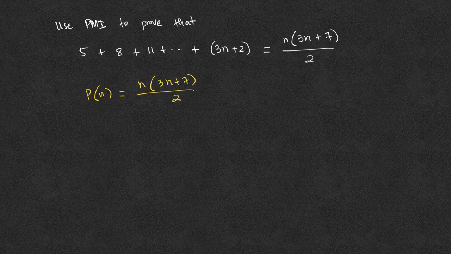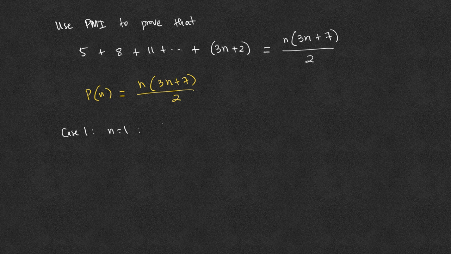This is the sum of 5 plus 8 plus 11, and for each of the terms, we would simply add 3 to get to the next term. There are two cases in the principle of mathematical induction proof. Case 1 is the base case when n equals 1.